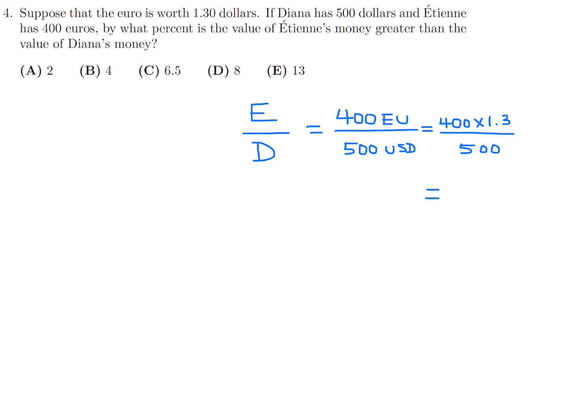400 times 1.3 is 520 over 500, and therefore divide top and bottom by 5, and you'll get 104 over 100. And as you can clearly see, that ratio is showing that Étienne is 4% greater. So number 4, the answer is B.